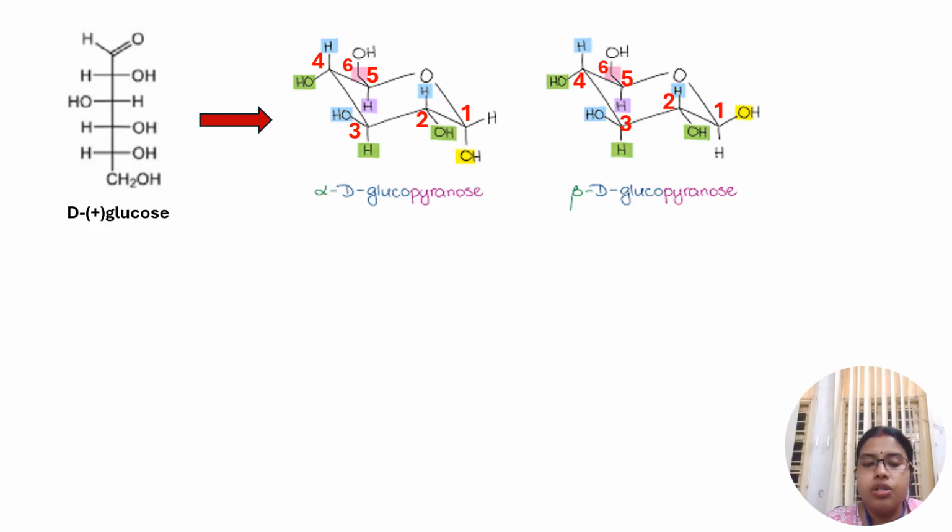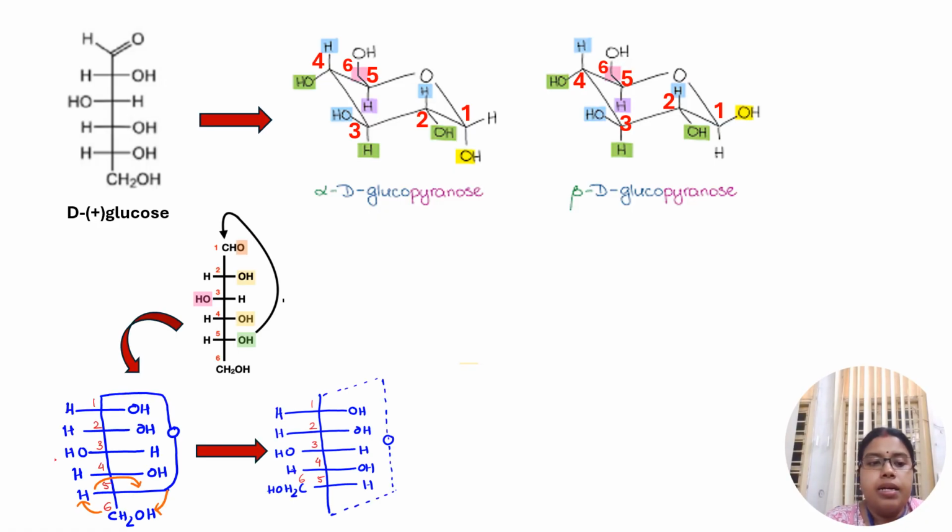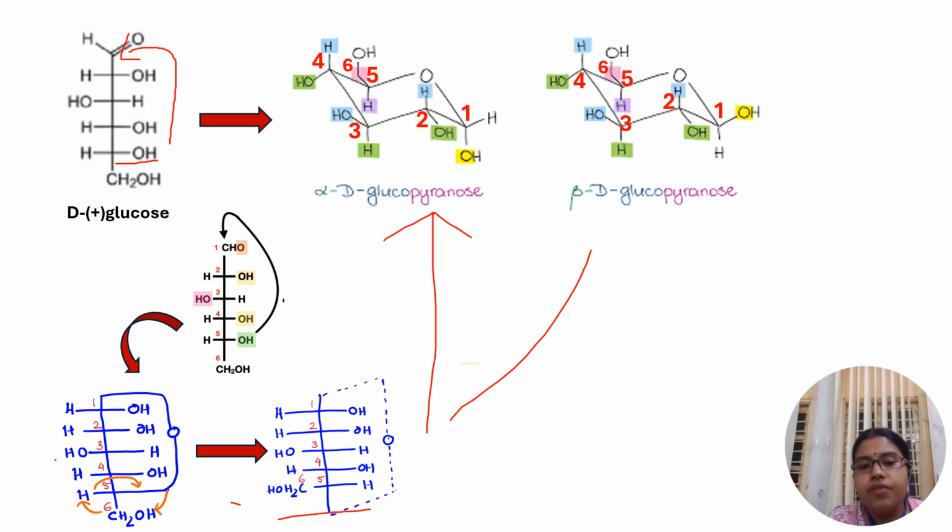From D-glucose, in the chair conformation also, we can get alpha D-glucopyranose and beta D-glucopyranose. How? Again the C5 hydroxyl group will attack the aldehyde group of C1, and then this interaction will happen. After this mechanism, this molecule will form, that is the alpha D-glucopyranose and beta D-glucopyranose.